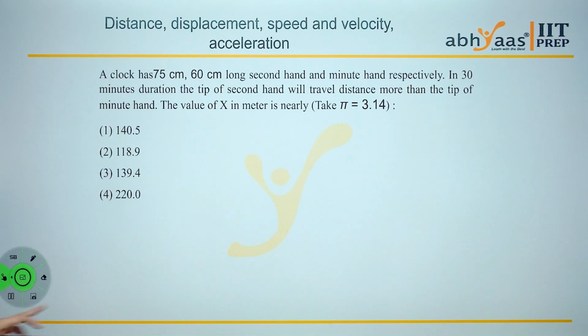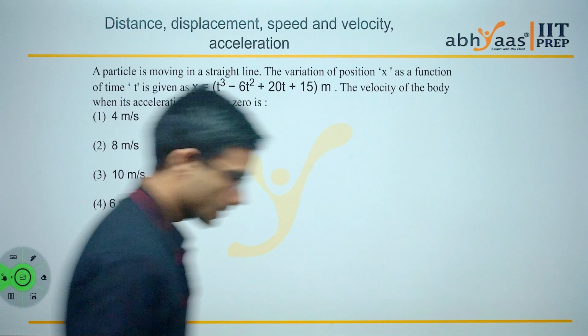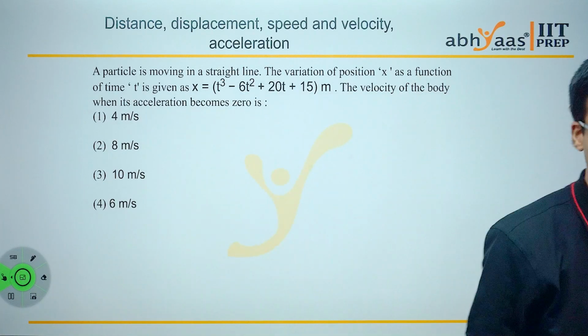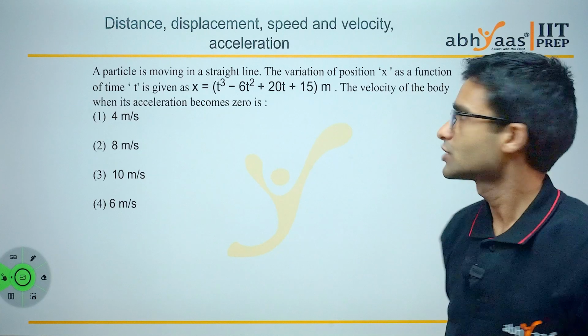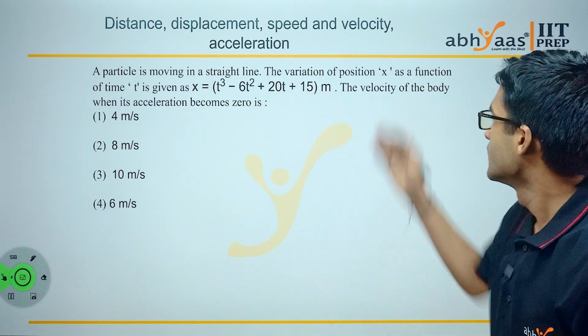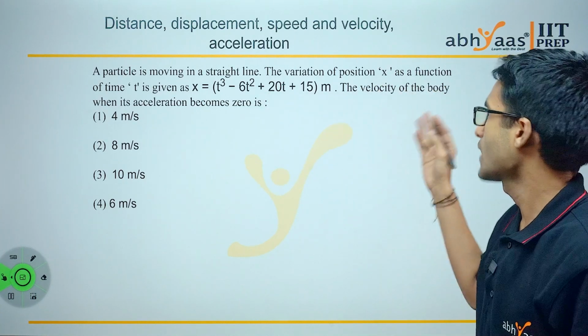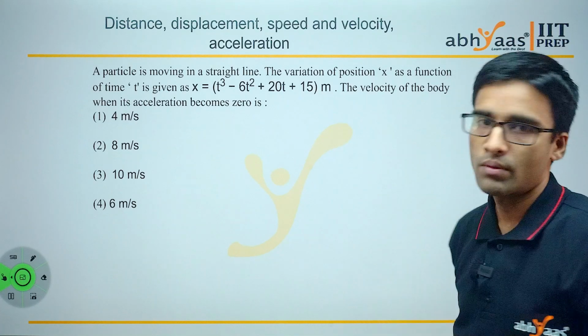Now going to the next one. If you want to solve this question, here a particle is moving in a straight line with x equal to this expression. The variation of position you need to calculate, given in the form of an equation.